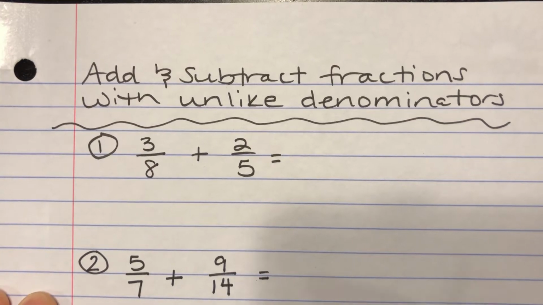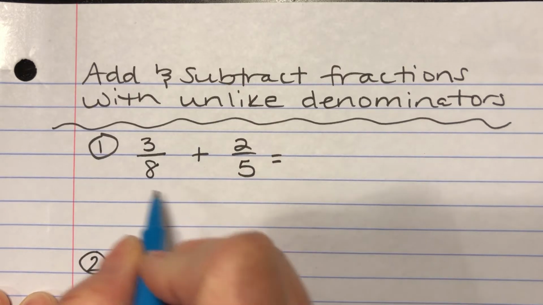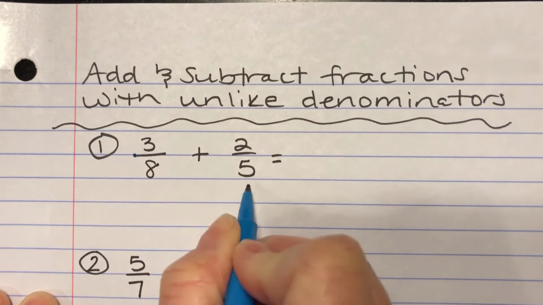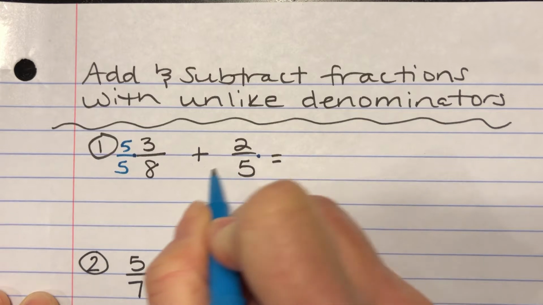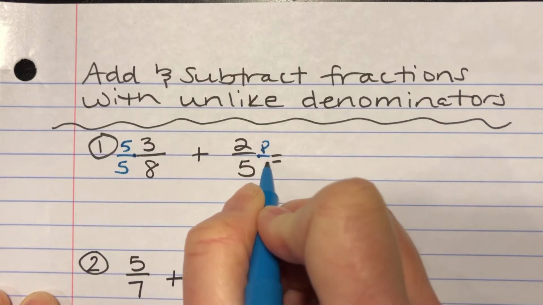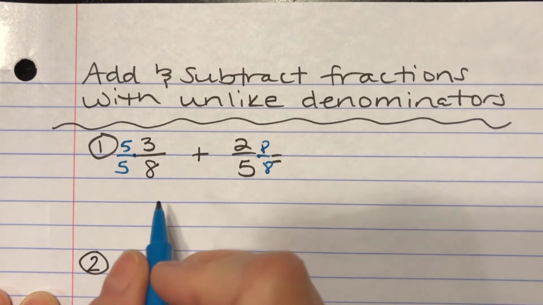All right, welcome back. With this one, I see the denominators are not the same, so I can't add them as usual. And I also notice that I can't multiply 5 by something to get 8. So I'm going to multiply 3/8 by the opposite fraction's denominator, 5/5. And I'm going to multiply 2/5 by the opposite fraction's denominator, 8/8, and rewrite this as a new set of fractions to add that are equivalent.